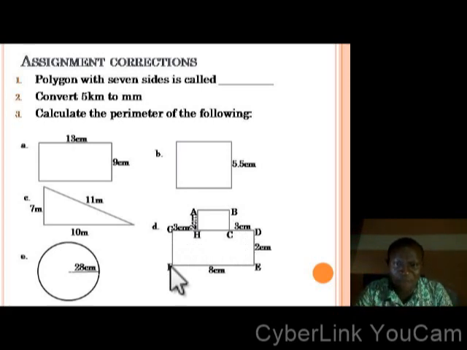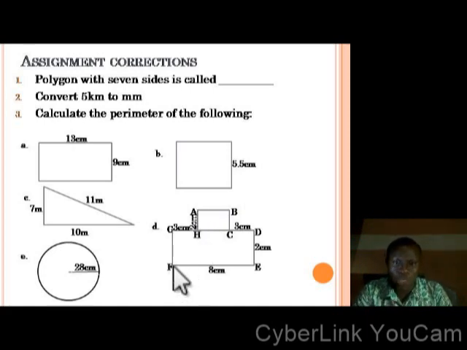By the time we find the values of all these unknown sides, then we can add by going round the shape. That is distance round the shape by adding all the sides of the shape. That will now give us AB plus BC plus CD plus DE plus EF plus FG plus GH and plus HA. That is going back to where you started. Now, how do we find the values of these unknown sides?